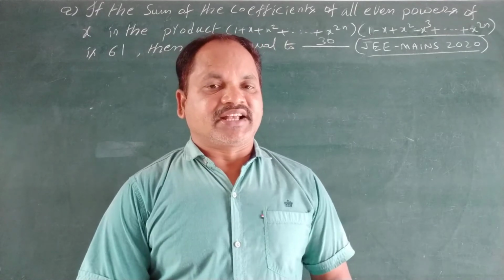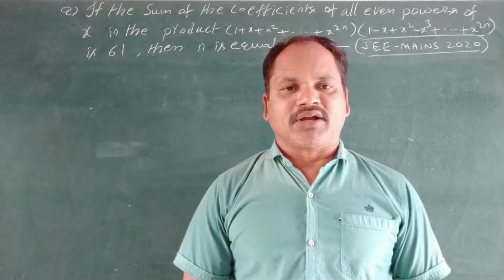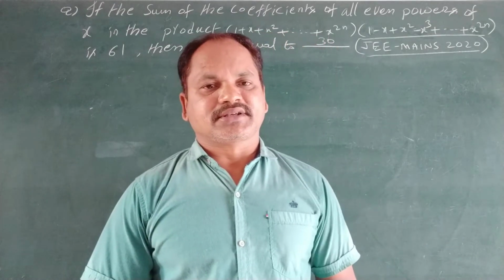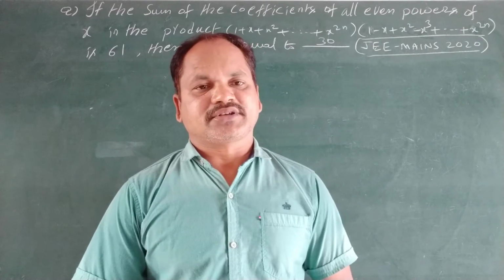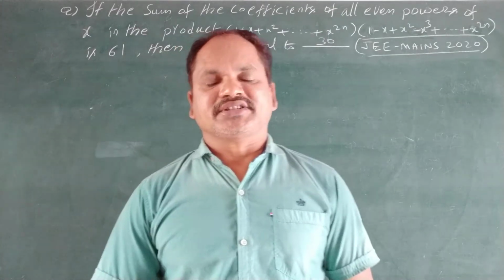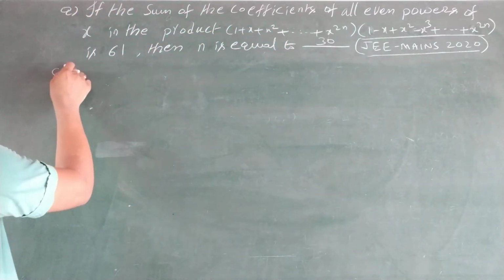Actually, in JEE-MAINS 2020 there are two patterns. Questions 1 to 20 are straight objective questions, and questions 21 to 25 are integer type questions. This is a question from the integer type. Now we have to solve this question. Now the solution for this one.